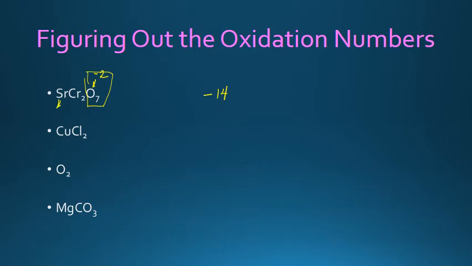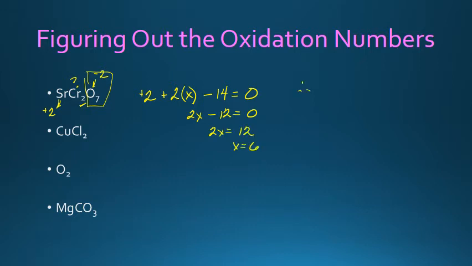Strontium is a monoatomic ion, so its oxidation number is +2. So we know this half of the molecule is +2. Now the problem is, what is the oxidation number on chromium? We know we have 2 chromiums, so we have 2 times the unknown. I'm going to call that x, and the whole thing equals 0. Now it's simple algebra: 2x minus 12 equals 0, so 2x equals 12, so x equals 6.